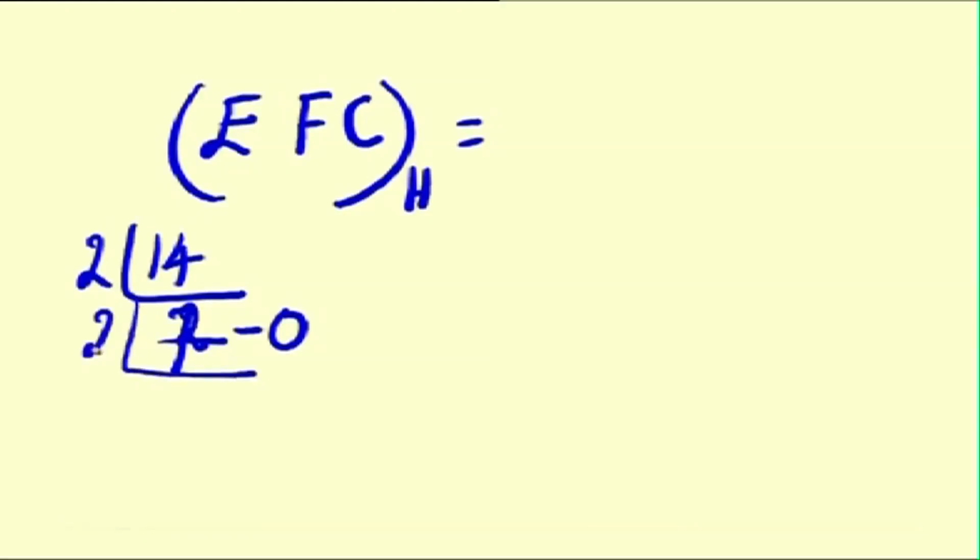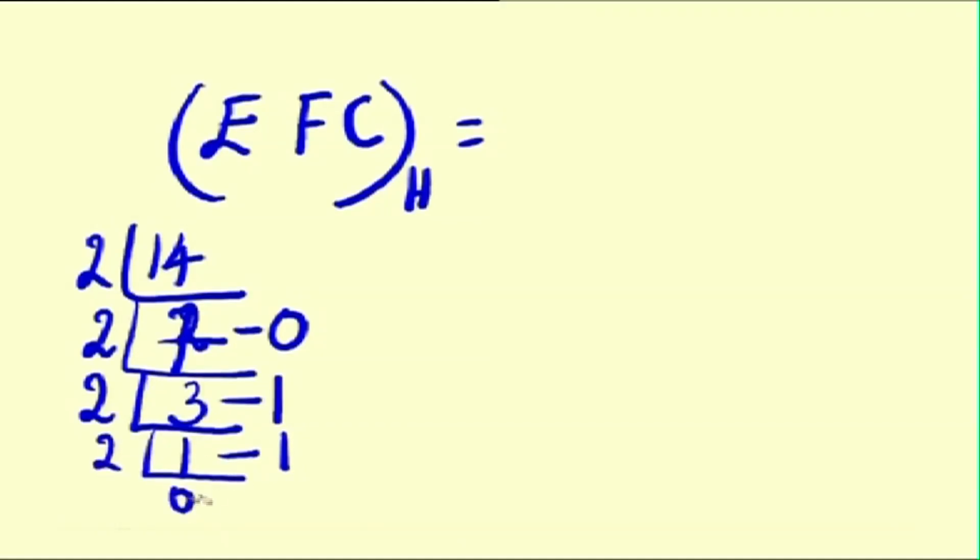You divide again the 7 by 2, what do you get? You get 3 and remainder 1, because in 7 two 3s are 6 and you get a remainder of 1. Again divide this by 2, you get a 1 and a 1. If you divide this by 2, you get a 0 and a 1. You write from here. So, the first number will be 1 1 1 0, is it right? So, this is what you get for E.